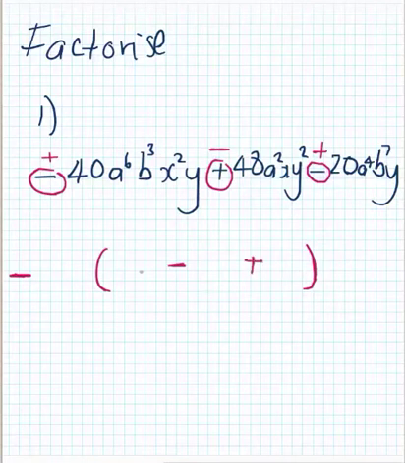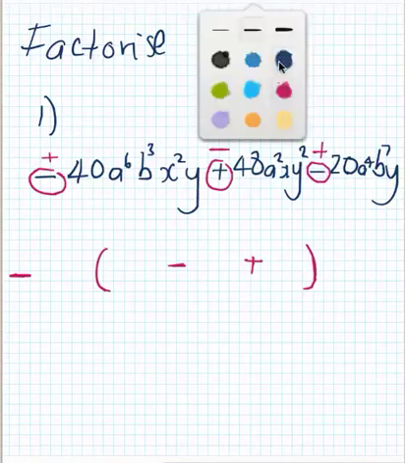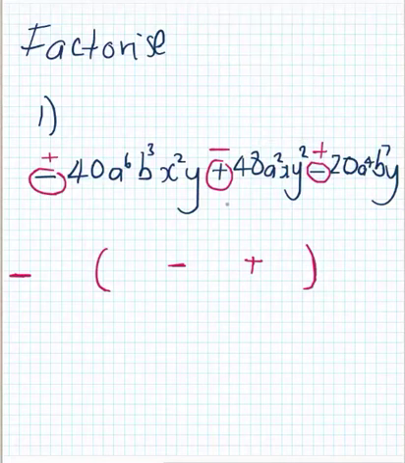So we still have our 1, 2, 3 sections, but we've got the opposite because I took out a negative. So instead of plus, we've got a takeaway. Instead of takeaway, we've got a plus. And then everything else we do as normal. So 40, 48, and 20, what's the highest factor of those three numbers? The factor I can think of right now is 4. Let's see if that works.